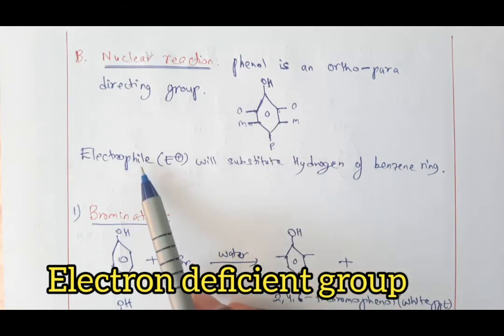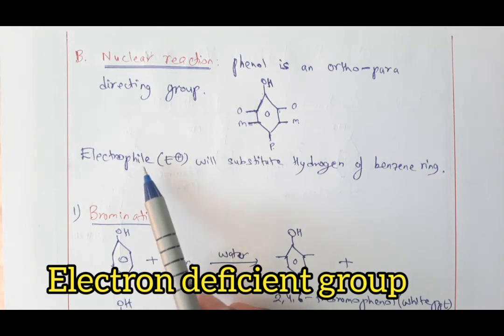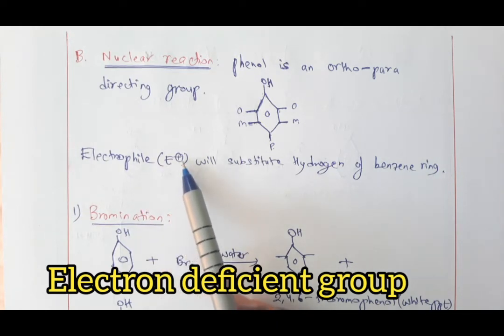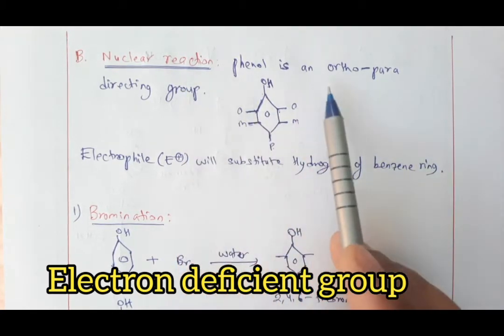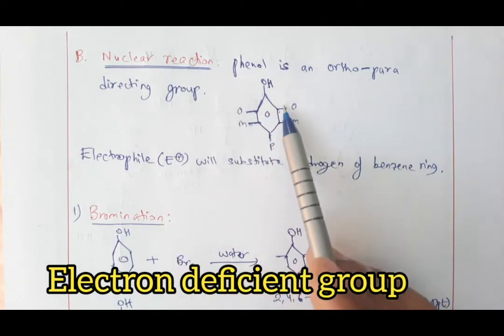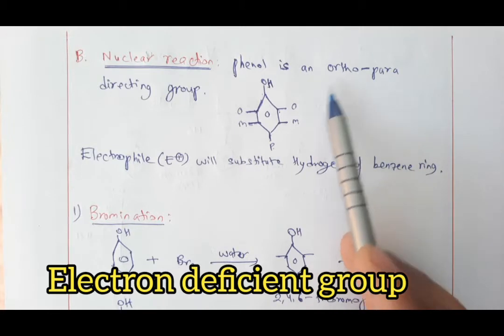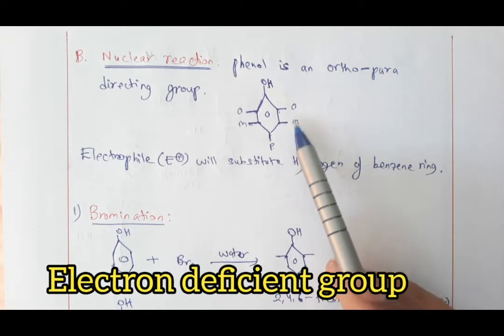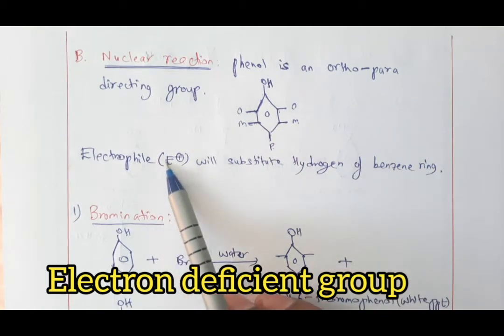Electrophile means electron loving. And why do they love electrons? Because they don't have electrons. Since they don't have electrons, they are electron deficient. That's why they are represented by the plus sign, because they are electron deficient. So do remember, when you do any nuclear reaction of phenol, phenol will allow the electrophile to enter the ortho or para place. Because it is an ortho-para directing group, it will never allow it to go to the meta place. From here and here, H will be substituted by the electrophile, which is electron loving, and it will come and reside in the ortho or para position.